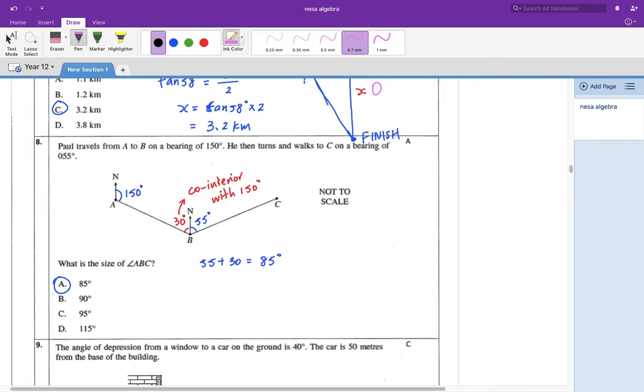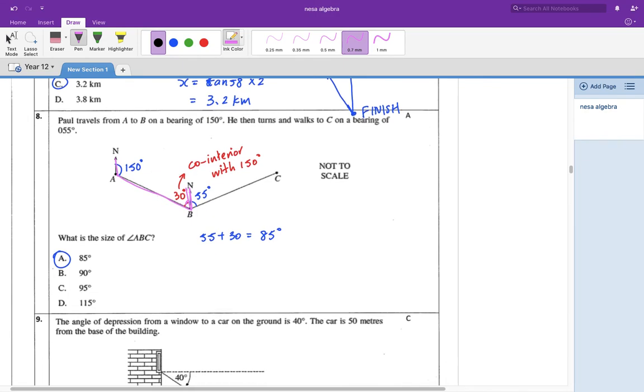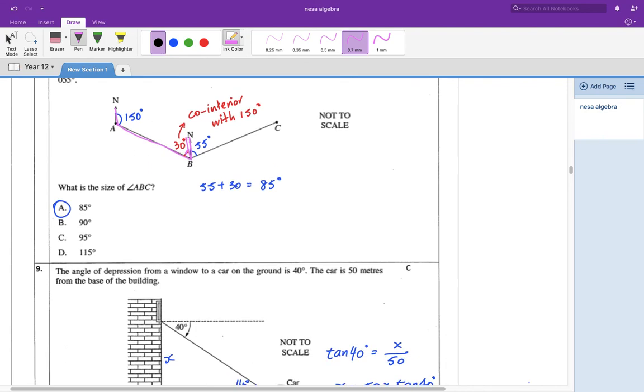Question 8. So Paul travels from A to B on a bearing of 150, that's why it's 150 here, and then he turns and walks towards C on a bearing of 55. So these two angles, the angles in blue, are what I get from the question. I got 30 degrees from co-interior. There's a co-interior relationship here because the true north lines are parallel, and that means the angles add up to 180 degrees. So this angle is 30, which means the whole of ABC is going to be 30 plus 55, which is 85 degrees.